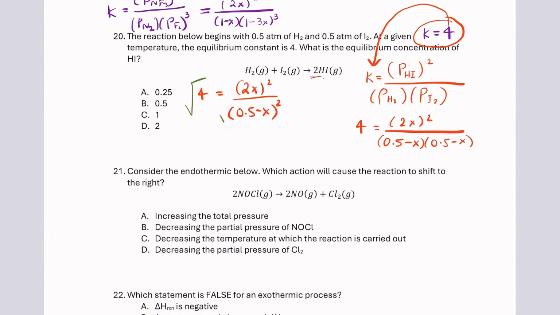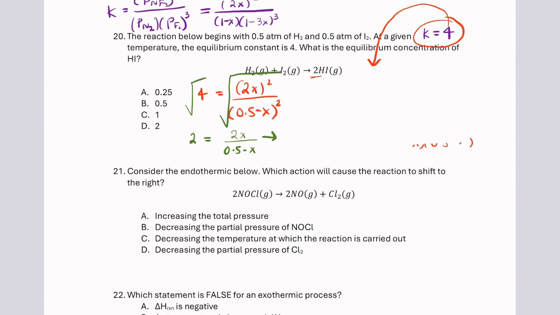I'm going to go ahead and take the square root of both sides to simplify. 2 equals 2x over 0.5 minus x. Then I'm going to go ahead and solve for x. I'm going to multiply both sides by 0.5 minus x. So what does that result in? 2 times (0.5 minus x) on one side, and that equals 2x.